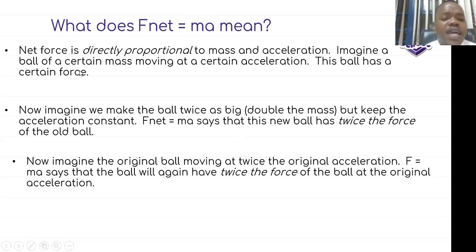So according to this equation, Fnet is equal to ma. If a ball has a certain mass and it has a certain acceleration, then this ball is definitely going to have a net force. It means if the mass there is 2, for example, and the acceleration there is 2, the net force will be 2 multiplied by 2, and that will give you 4 newtons.